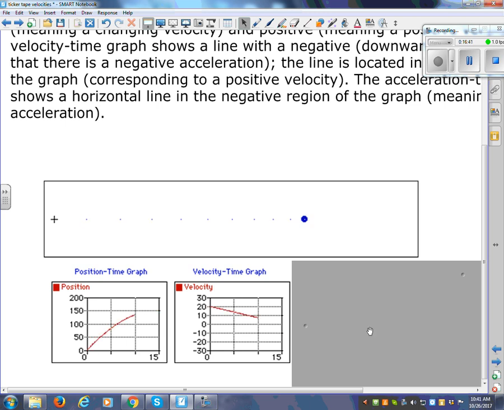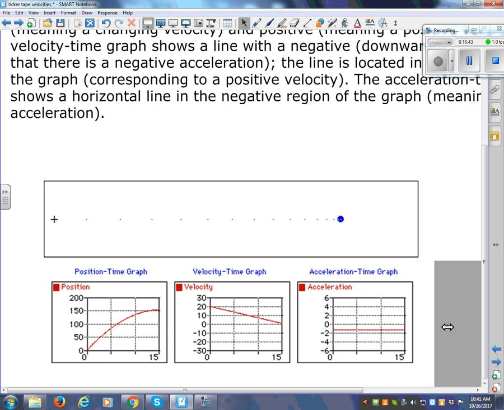What's the one thing that we've seen in all the acceleration time graphs? They're always flat. What the heck does that mean? It means the acceleration is always constant. Is the acceleration always going to be constant in real life? No. Does acceleration ever change? Yes.